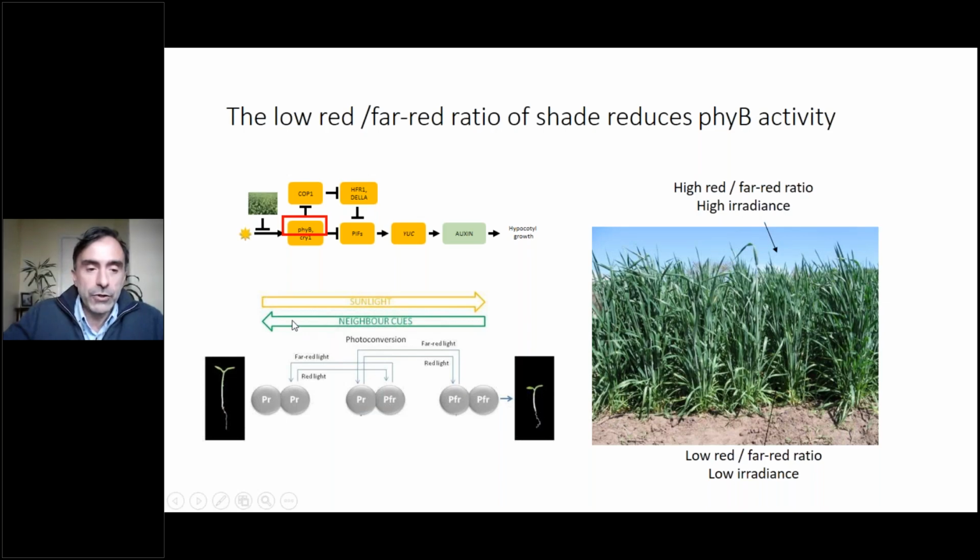But in the presence of neighbor cues, the photoequilibrium is driven towards the formation of the inactive conformers, and the plant has a taller stature. But it is quite obvious here that in addition to changes in red-far red ratio, which actually we can't see, there are very obvious changes in irradiance if we compare what happens up here in the canopy with what happens down here under the shade. So we can ask, are these changes having any effect on the status and activity of phytochrome B? Well, yes, they do.